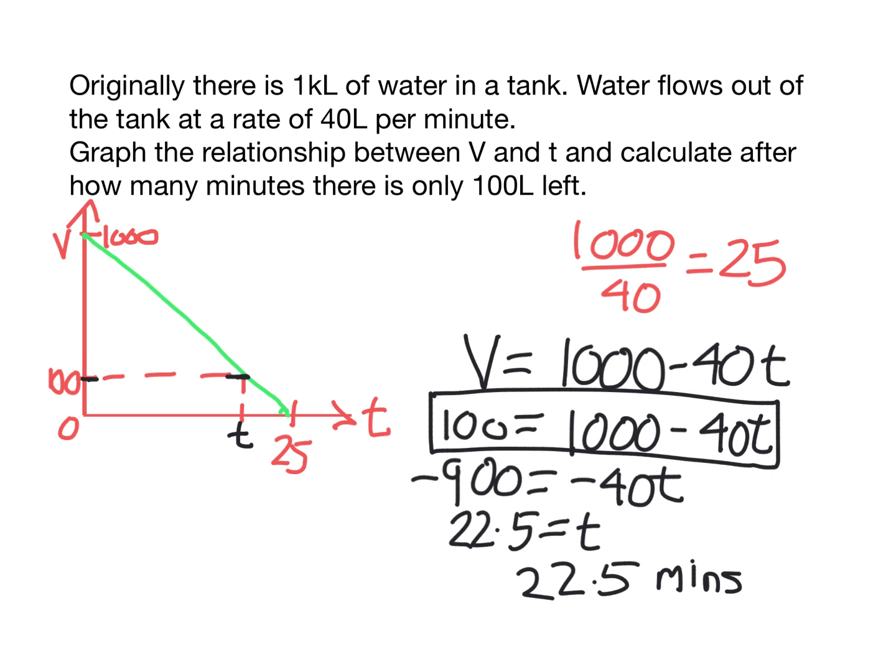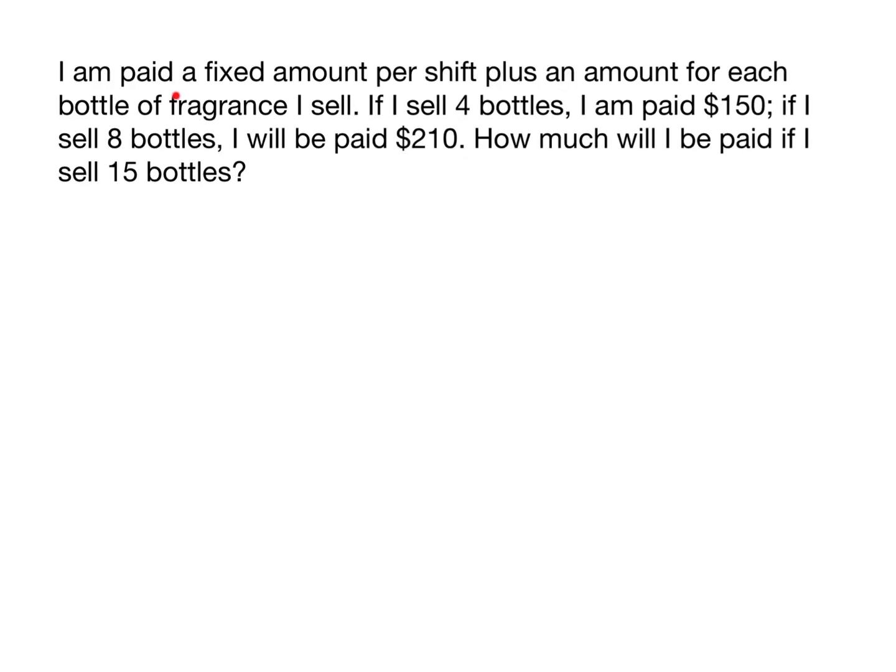All right, let's look at one harder example, then we're done. I am paid a fixed amount per shift plus an amount for each bottle of fragrance I sell. If I sell 4 bottles, I'm paid $150. If I sell 8 bottles, I will be paid $210. How much will I be paid if I sell 15 bottles?